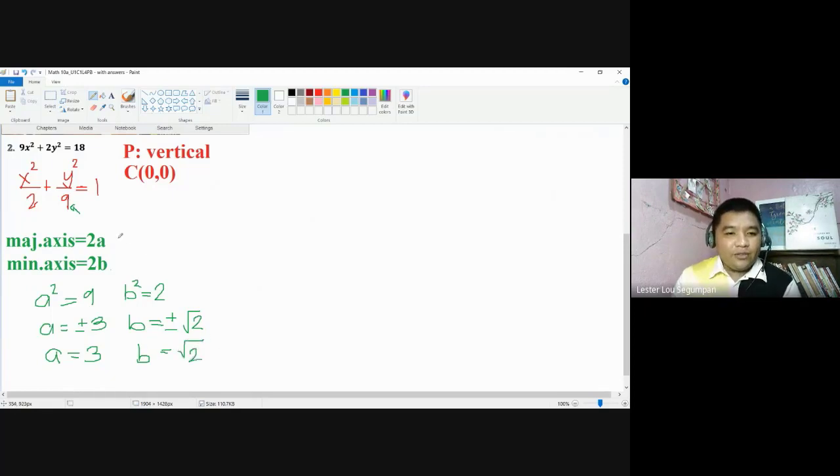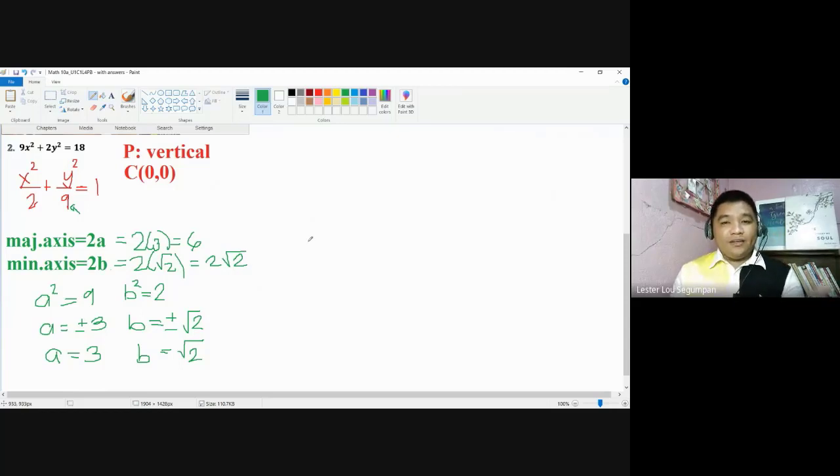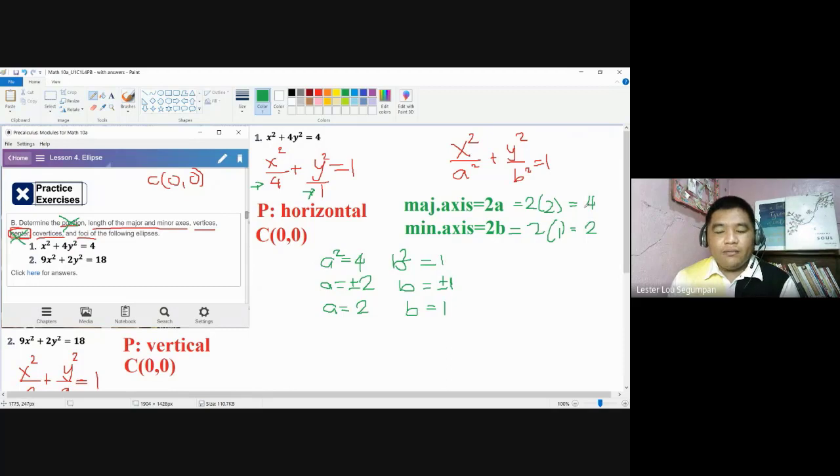So with these values, your major axis has length 2 times 3, which is 6. And your minor axis is 2 times the square root of 2. Do not give the value in decimal for now; we will have 2 square root of 2 for the length of your minor axis. Again, the major axis is still longer than the minor axis, as you can see with this, and with this one here. So we are done with this as well.